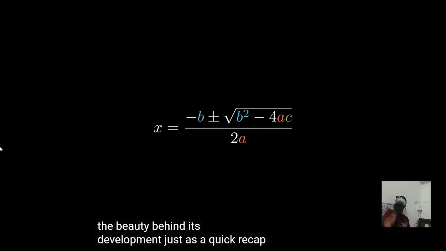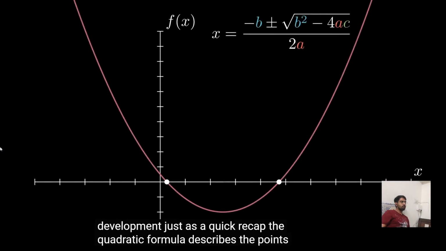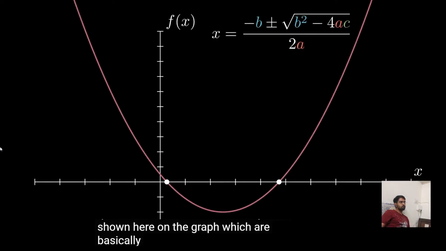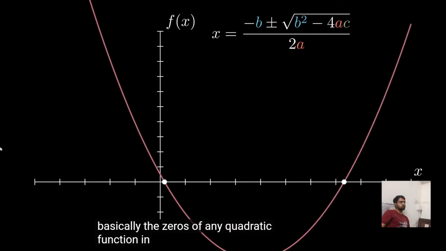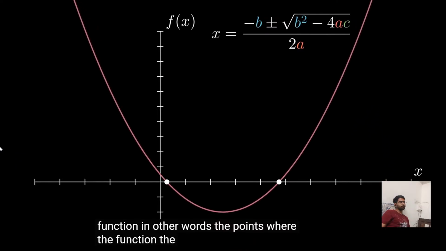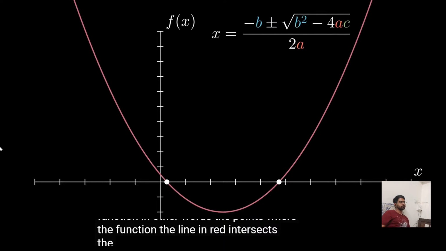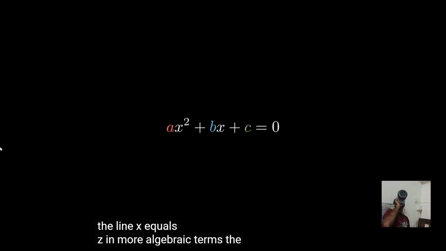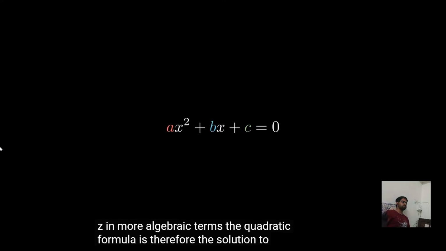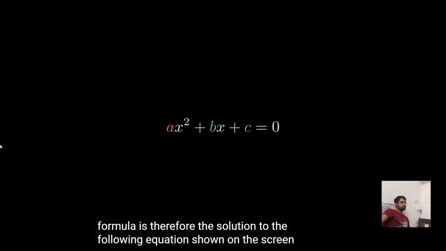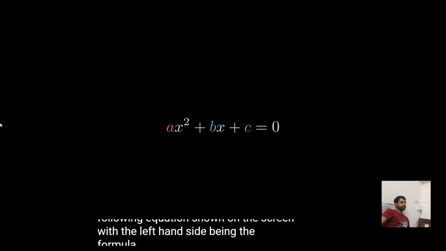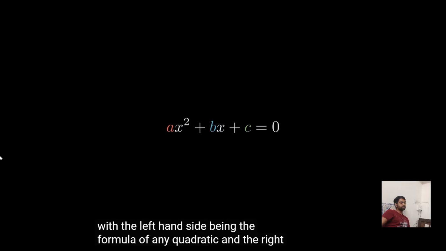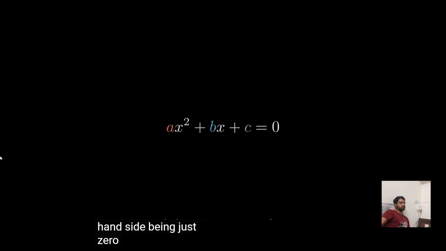Just as a quick recap, the quadratic formula describes the points shown here on the graph, which are basically the zeros of any quadratic function. In other words, the points where the function, the line in red, intersects the line x equals 0. In more algebraic terms, the quadratic formula is therefore the solution to the following equation shown on the screen, with the left-hand side being the formula of any quadratic and the right-hand side being just 0.